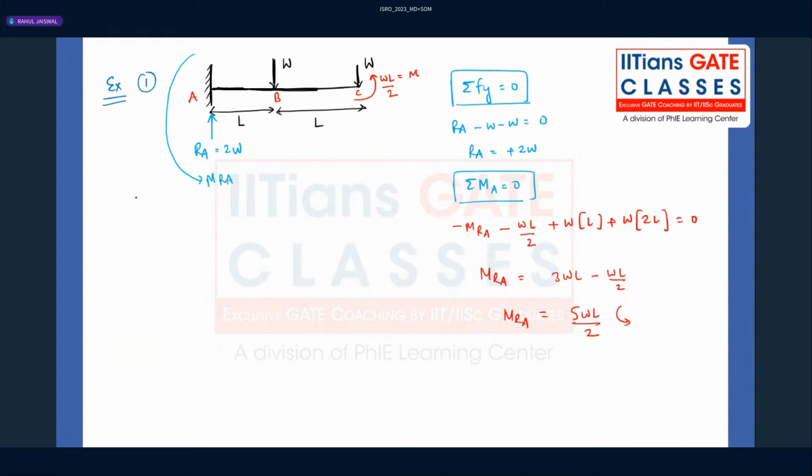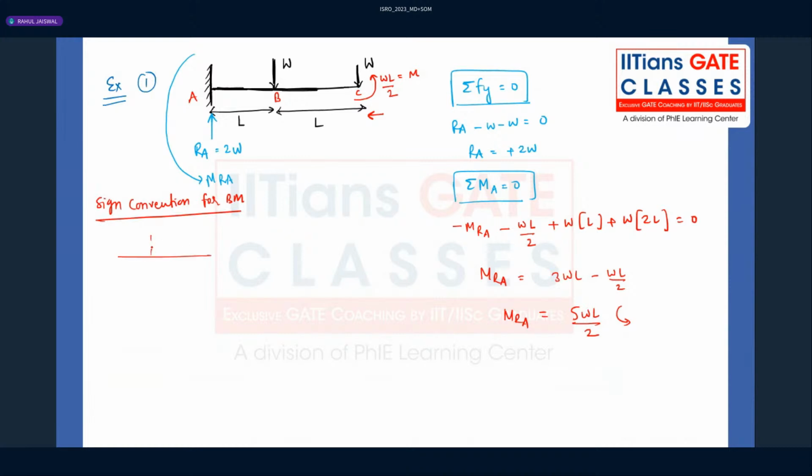Now let's start drawing the bending moment diagram. I'm starting with the free end, right? What is the sign convention? Very first of all, what is the sign convention for bending moment? Here we have sagging bending moment and hogging bending moment.